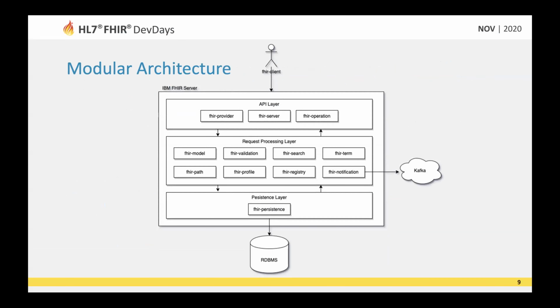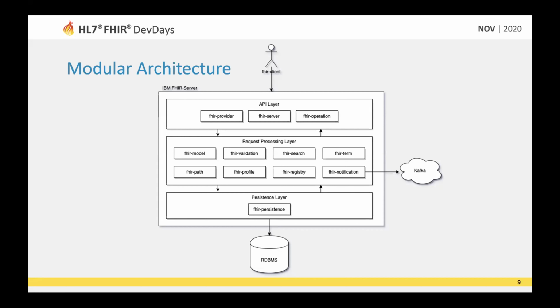This is a quite simplified picture of our architecture. It's modular by design. This is not all of the modules, but these are kind of the core modules, some of which I'm going to be going into detail on. Really, it's 3 layers. We have an API layer. This is exposing the actual REST endpoints. We have a request processing layer to handle a number of different types of requests to come into the FHIR server. And we have a persistence layer below that. This is where we interact with a relational database.